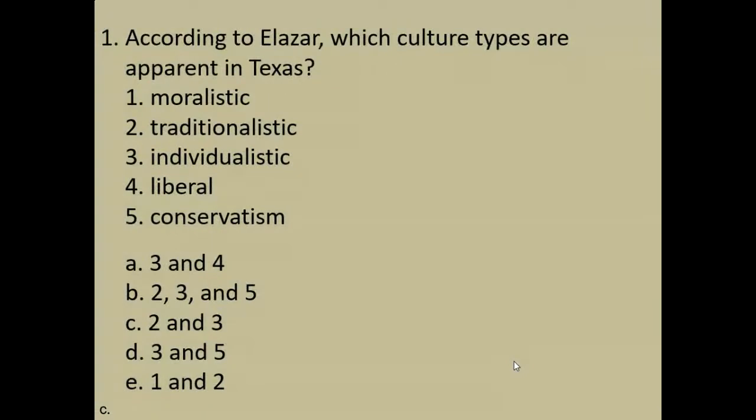According to LSR, which culture types are apparent in Texas? Moralistic, traditionalistic, individualistic, liberal. What is it? Oh, the answer's there for you already, okay? So it's 2 and 3. Traditionalistic is the dominant culture type, individualistic is the subculture.